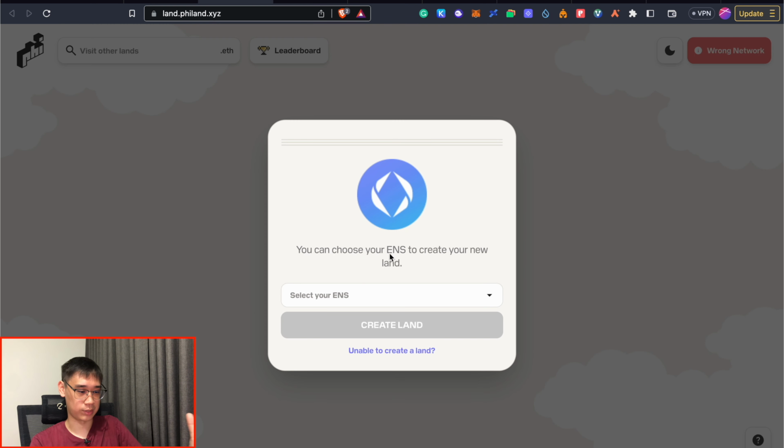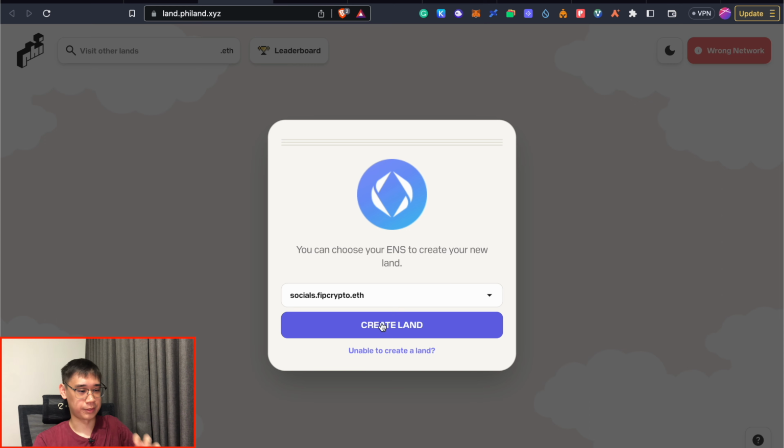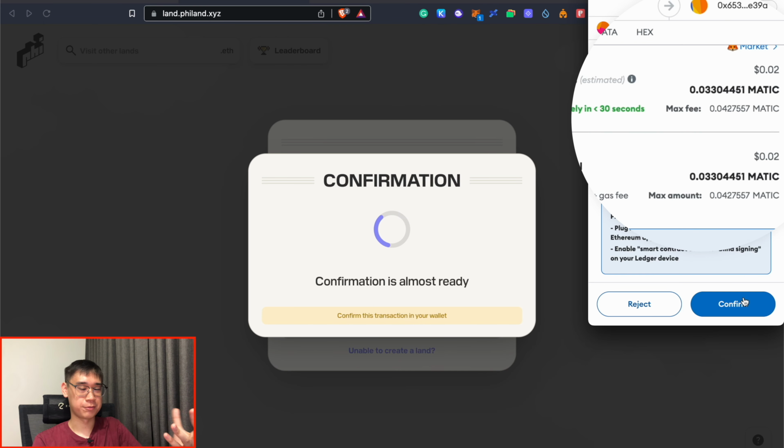Now that we are designing our land, I can actually select either my main domain or one of my different subdomains to create one of these lands on. So for this example, I'll be creating my socials land, and this will cost me roughly 2 cents worth of Matic, which is actually quite affordable.